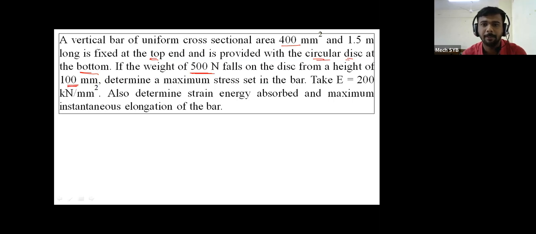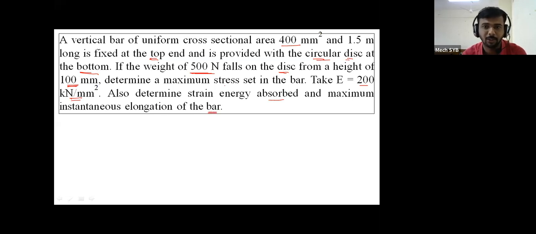Determine the maximum stress induced in the bar. We have to calculate the maximum stress induced in that particular bar, or we can consider it as the disc, because the disc and the bar are both rigidly connected to each other. So we have to calculate the maximum stress. Take E equal to 200 kilonewton per mm square. Young's modulus value is given. Also determine the strain energy absorbed or stored in the rod and the maximum instantaneous elongation of the bar.